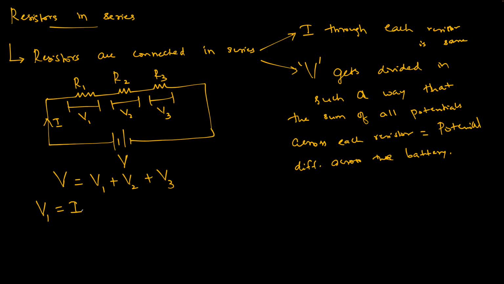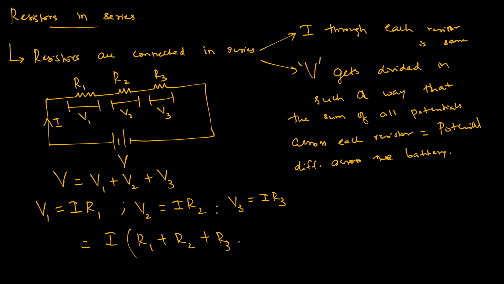But can I write V is equal to I into R1, V is equal to I into R2, and V is equal to I into R3? No, right? So V1 is equal to I into R1. Similarly, V2 will be equal to I into R2 and V3 will be equal to I into R3. I'll take all these values and put them in the right hand side. Can I say I is common in all? I into R1 plus R2 plus R3.